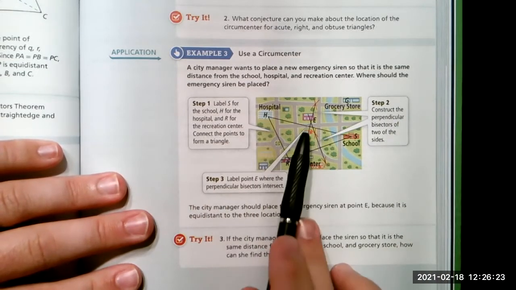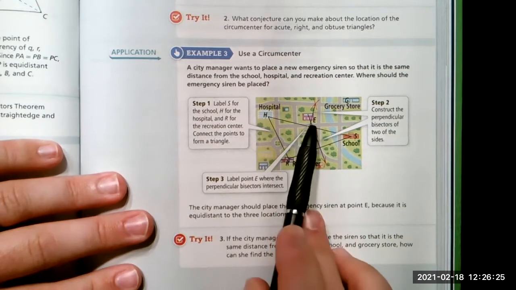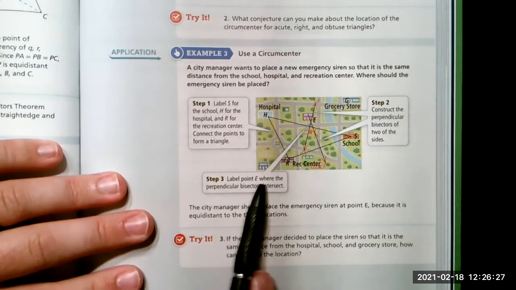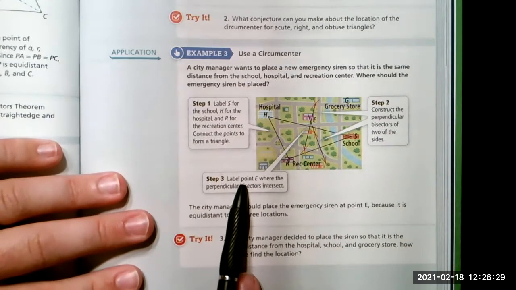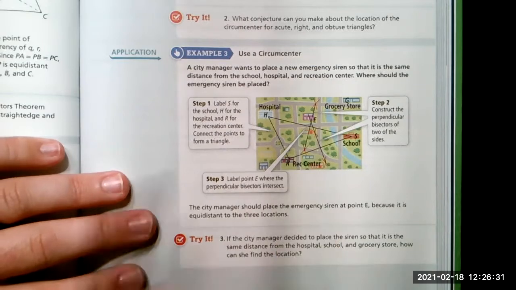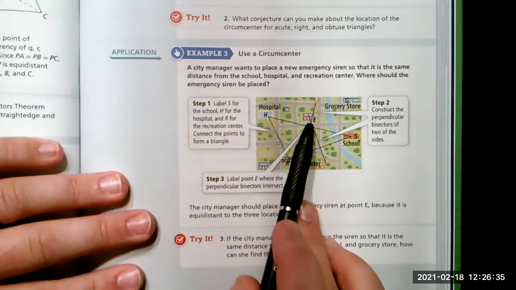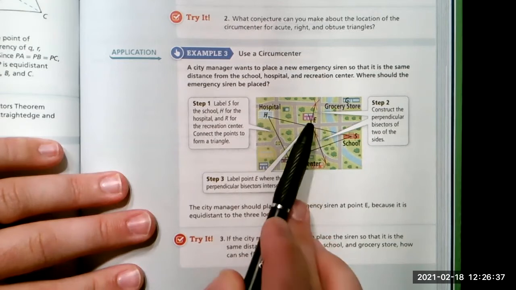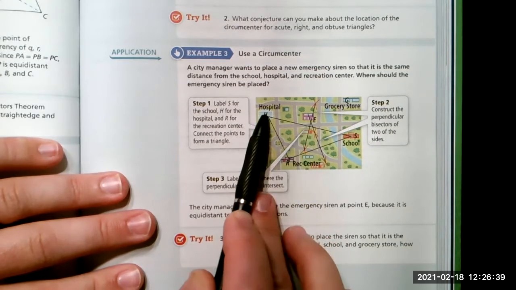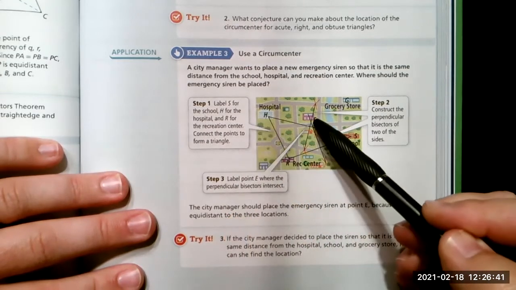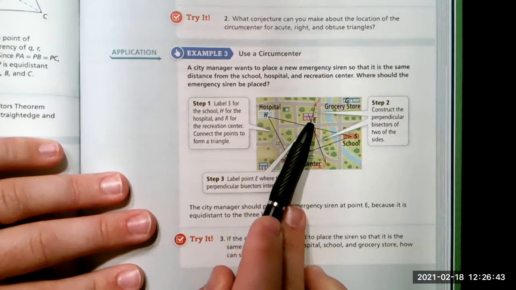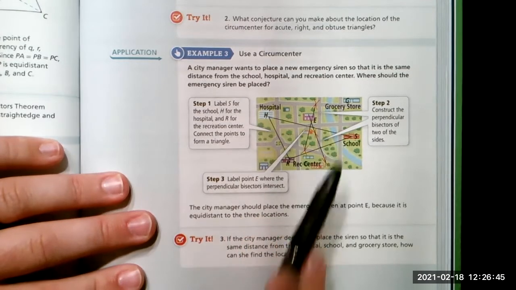So that point where those 2 perpendicular bisectors meet, they're calling that point E, which is essentially the point where they're going to put that emergency siren. Okay. So that point where those 2 perpendicular bisectors meet, that distance between E and H is the same distance between E and R, which is the same distance between E and S.